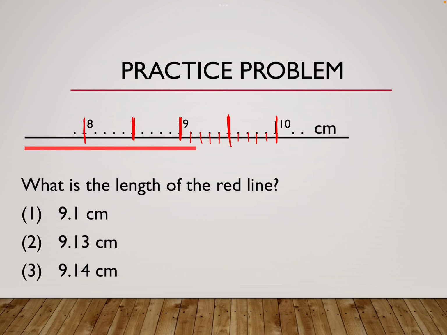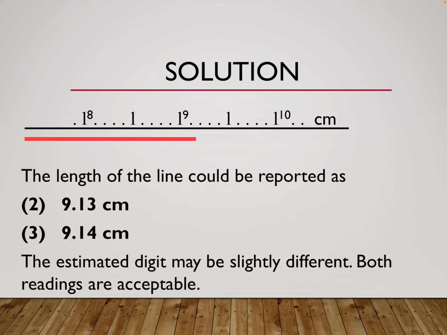Alrighty, let's go over this. So right off the bat, do you see this is 9, 9.1, 9.2, 9.3, 9.4, 9.5, right? So it can't be 9.1 because I have a line for 9.1. So is it 9.13 or 9.14? And the answer is, could be either one, right? Because we know it's somewhere between 9.1 and 9.2. So it could be 9.13, 9.14, or 9.15, right? As long as it's 9.1 something to indicate that it's somewhere between 9.1 and 9.2, okay?